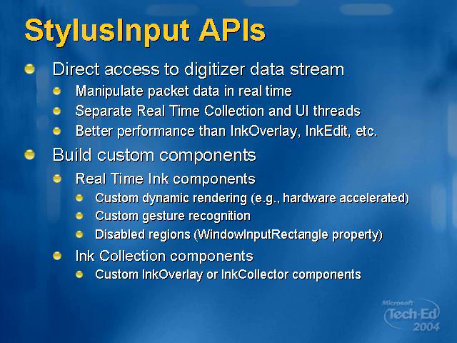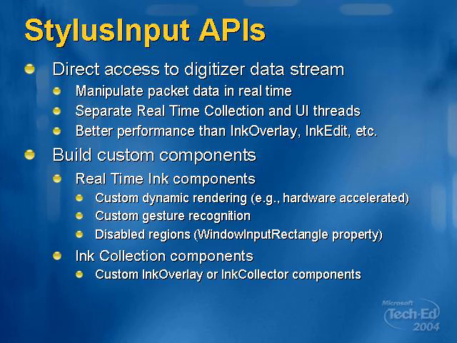Finally, new for 1.7 are the stylus input APIs. I'm not going to go into a lot of detail on these because Aaron will show you detailed information in the very next talk in this room. But basically, the stylus input APIs give you very low-level access to the data coming off of the digitizer before it ever gets into the traditional ink collection and ink APIs. It gives you real-time access to that data before it makes it to the UI thread. You're still on this inking thread, so it's very flexible, and you get better performance than you do with the ink overlay and other ink collection objects.